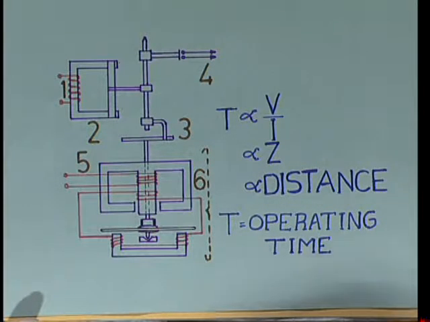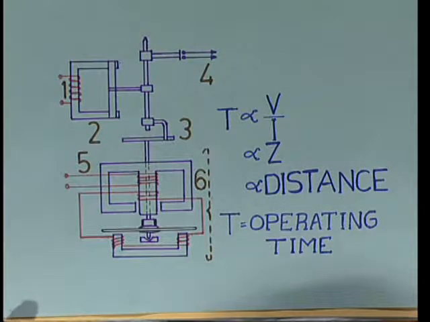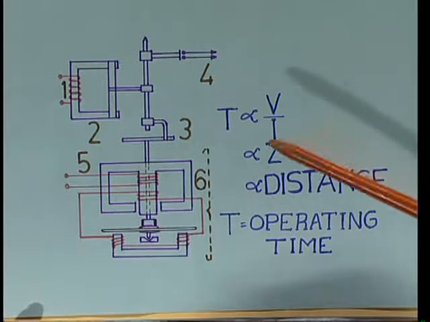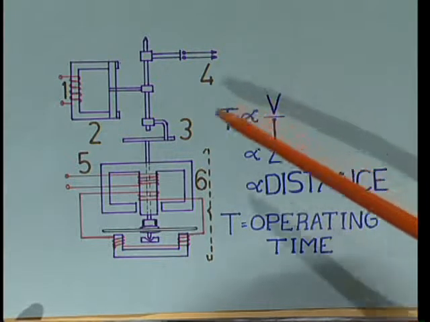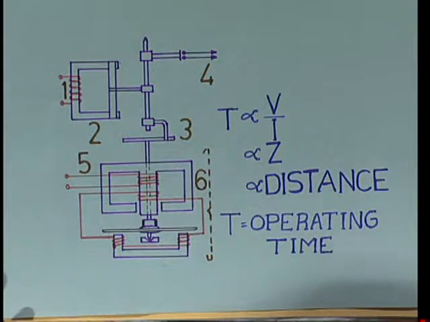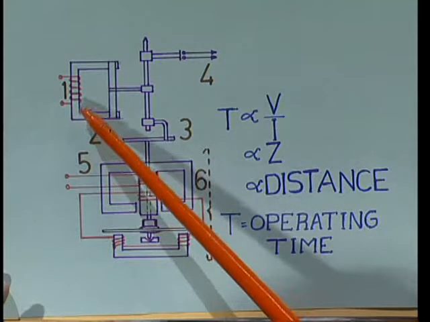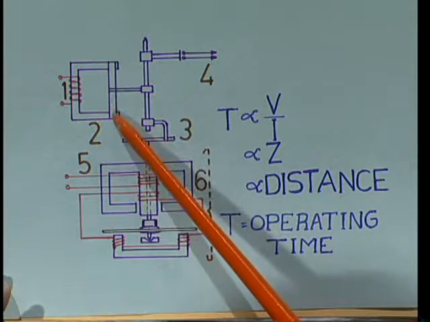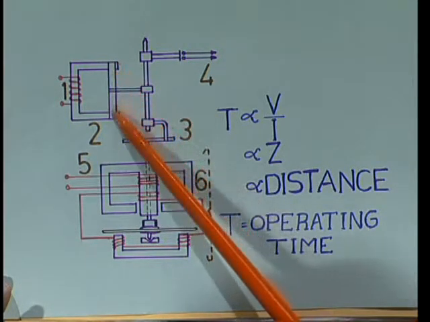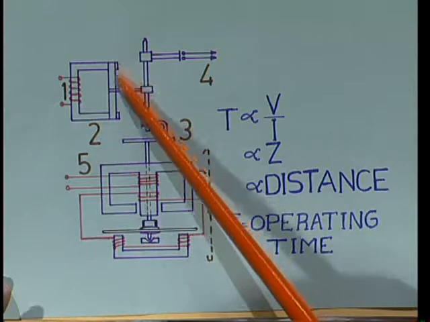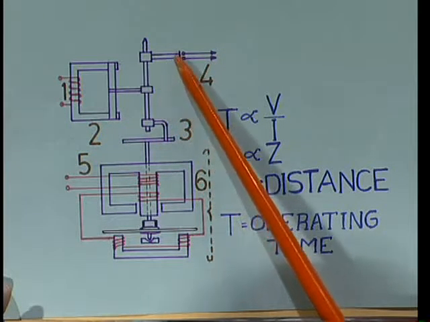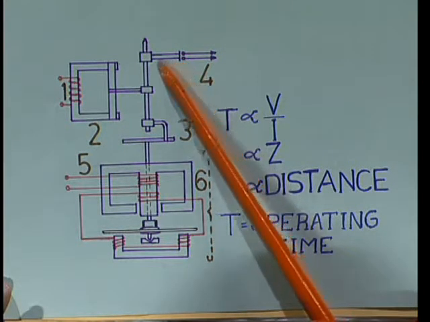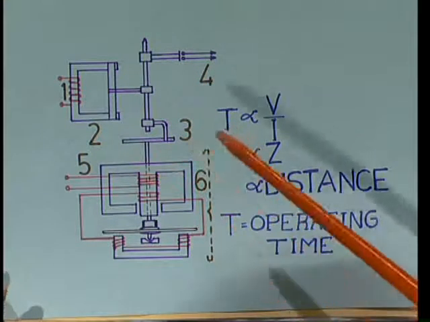Coming to its operation, the relay operates like this. Under normal working conditions, what happens? The voltage of this magnet is sufficient to hold this armature in this position. So the moving contact stays away from the fixed contacts.